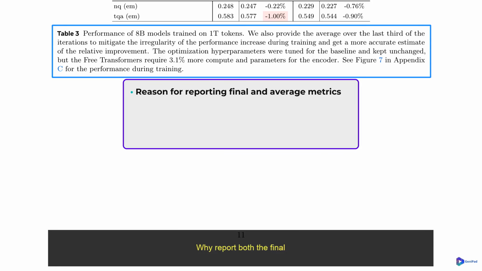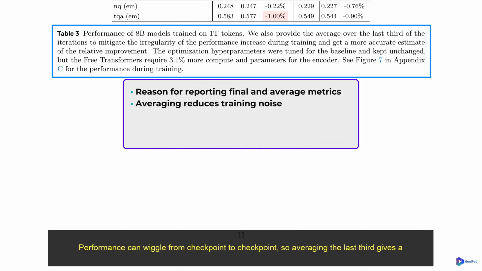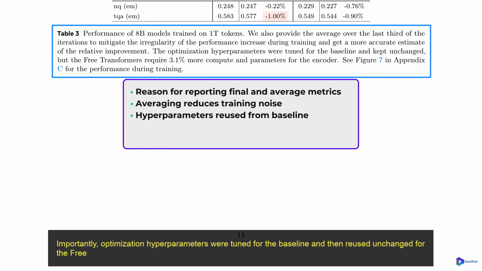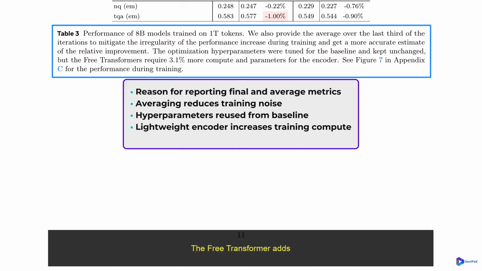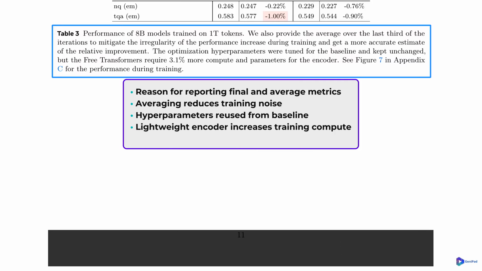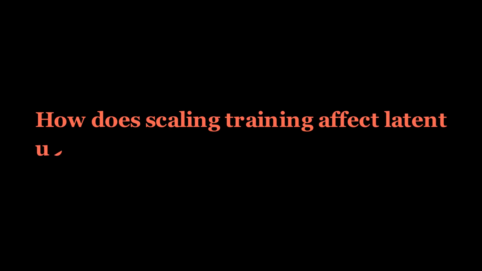Why report both the final number and an average over late training? Performance can wiggle from checkpoint to checkpoint, so averaging the last third gives a steadier estimate of relative gains. Importantly, optimization hyperparameters were tuned for the baseline and then reused unchanged for the free transformer. The free transformer adds a lightweight encoder only during training, increasing compute and parameters by about 3.1% for that phase. Inference cost stays the same. Training curves illustrating these trends are provided in Appendix C.